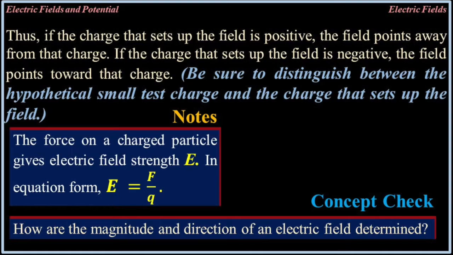Notes: the force on a charged particle gives the electric field strength E. In the equation, E equals F over Q. Concept check. How are the magnitude and direction of an electric field determined?